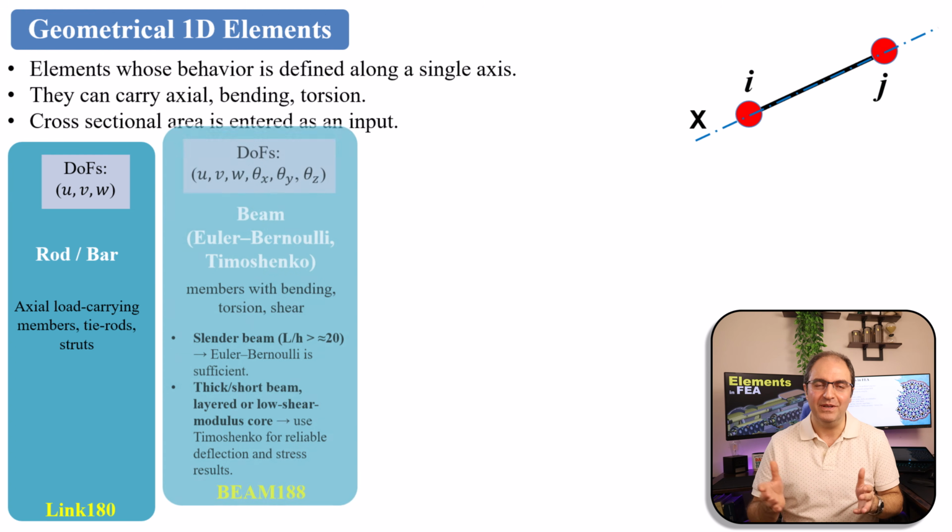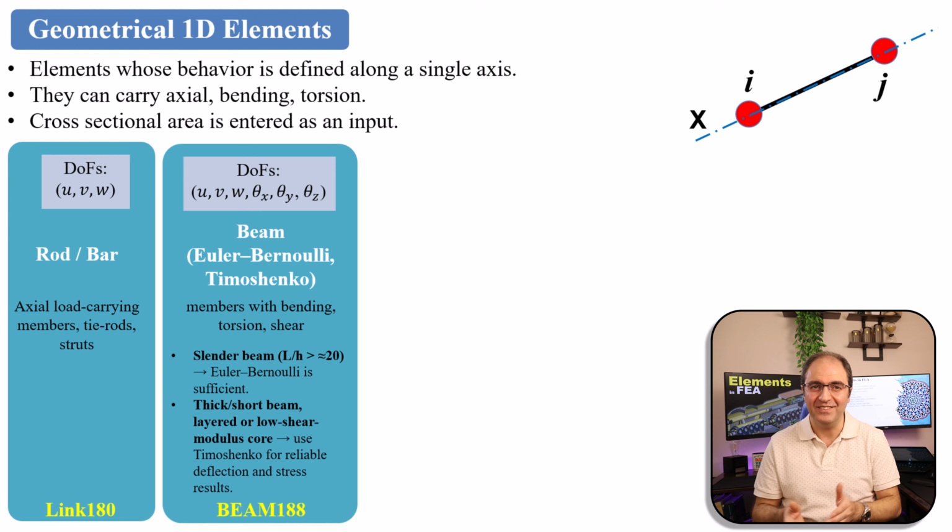Next are beam elements. Beams are more versatile. They can carry bending, torsion, and shear. Each node has 6 degrees of freedom, 3 translations and 3 rotations. There are 2 main beam formulations. Euler-Bernoulli beams, which are suitable for slender beams with a length-to-height ratio greater than 20, and Timoshenko beams, which are recommended for short or thick beams, layered materials, or cases where shear deformation is significant.